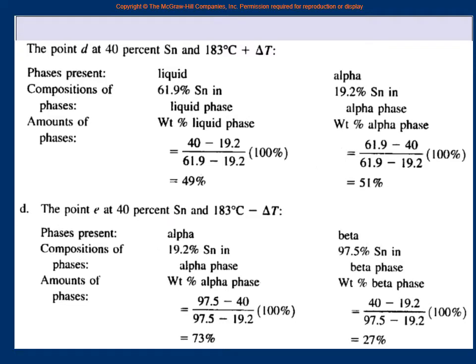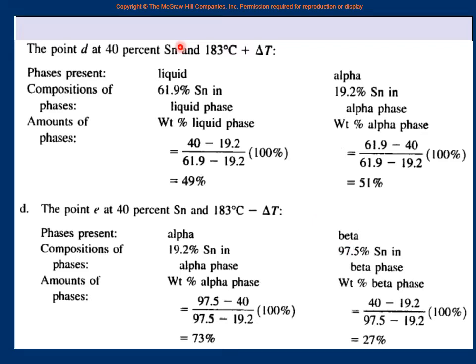The other values you already know, so you continue with it and you will find at point D, and this point D is nice. When they say 183 plus delta T, delta means just above it. So you don't actually go above, you go to the same line, the 183 Celsius line. Therefore you will know that it cuts alpha at 19.2. Just above it is the same, and just below it is still the same line. So you cut at 19.2 and you cut at 97.5.